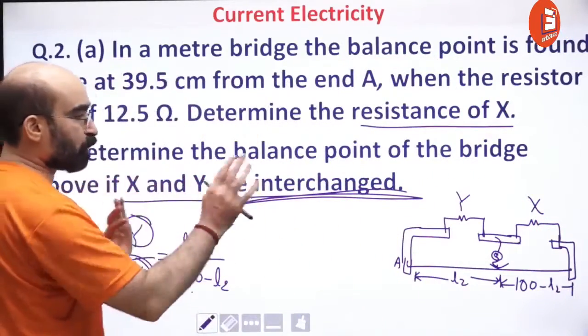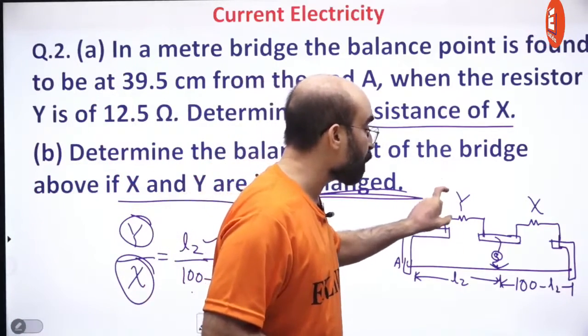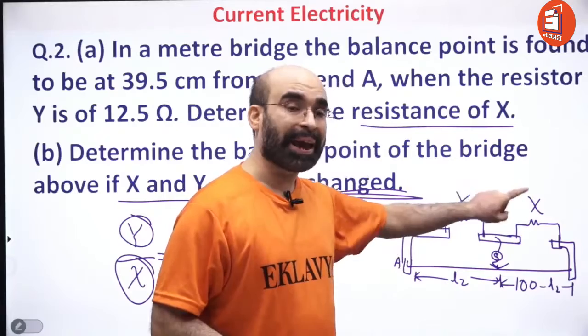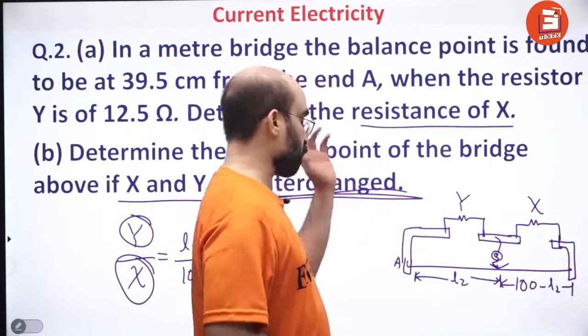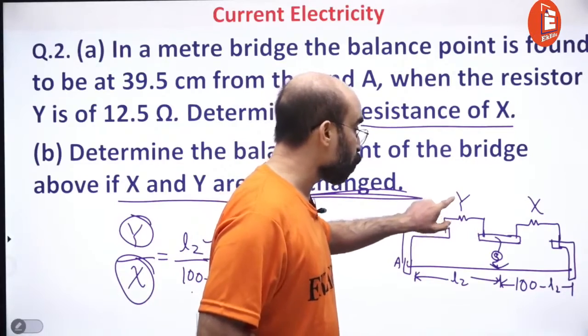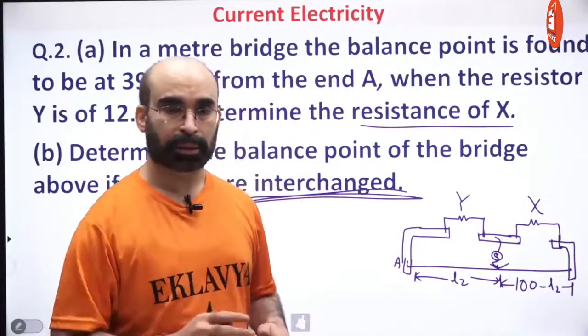If you interchange, then make sure that this comes out in this manner: Y by X. Earlier it was X here and Y here. I have interchanged it as per the given question. Now it is Y by X, and then the balancing length is different, L2, right?